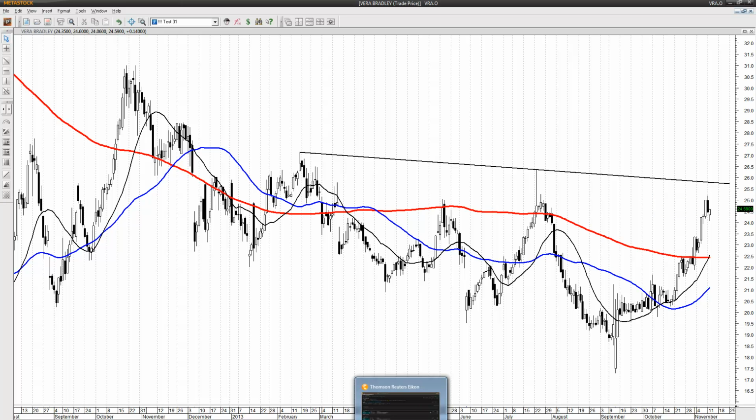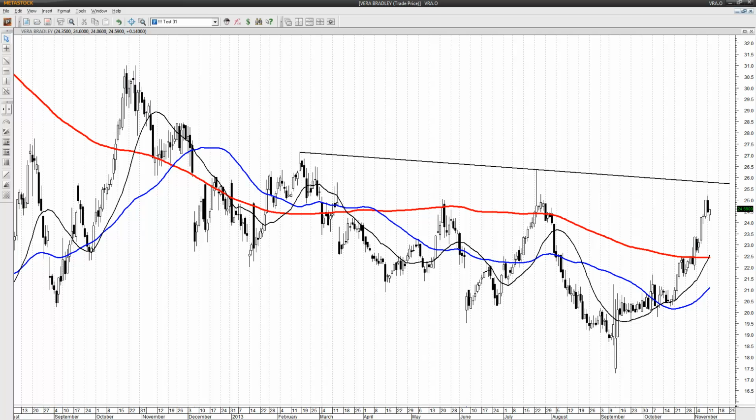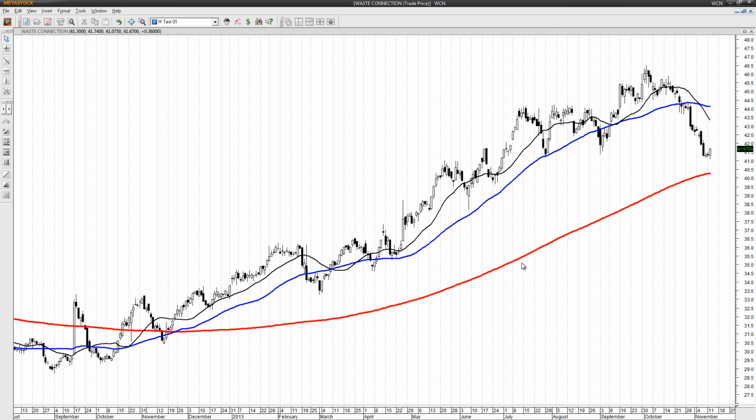And also very important, always check if the particular stock has any earnings coming up in the near future. And for Vera Bradley, that's not the case, because what you don't want to do is take a trade one day and next day before the opening it comes up with the earnings release, and when the market opens it gaps 5 to 10% not in your direction. That's not a good way of trading.